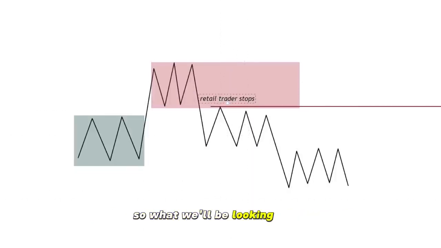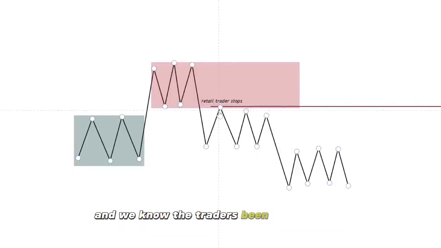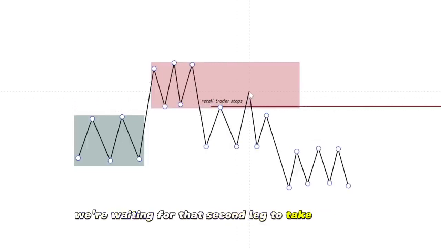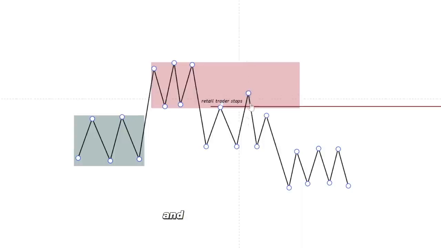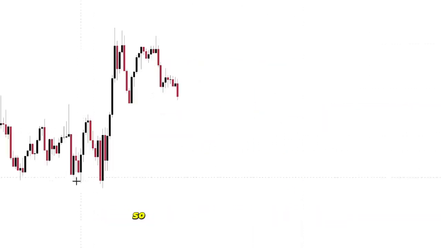So now that we've got our confirmation and we know the traders have been trapped here, this is where their stop losses are laying. We're waiting for that second leg to take them out. And this is our entry. Once price takes them out and drops back into the previous range, this is when you know this is our ETM entry. So let's look at the framework.